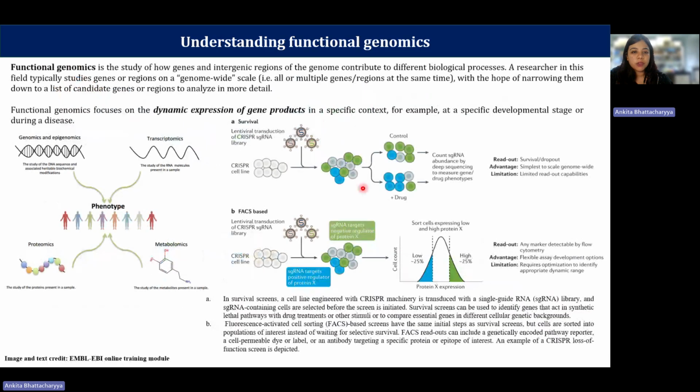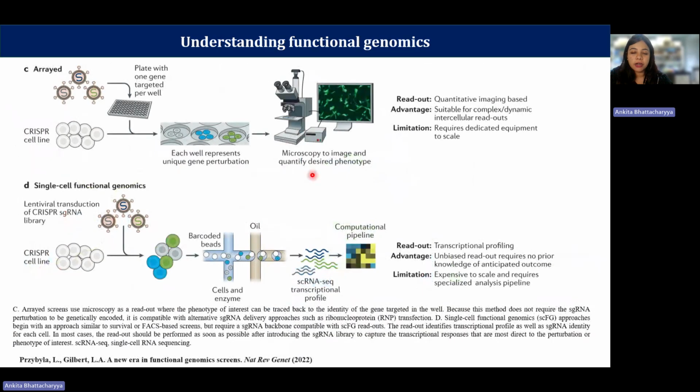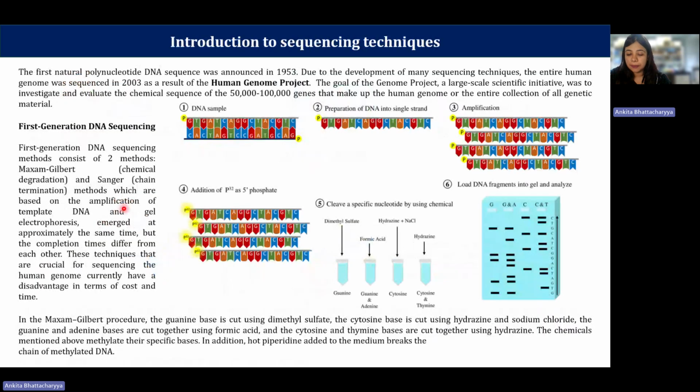You can go for survival based strategies. You can use FACS based strategies to sort out or screen for those cells which represent the exact model you wish to study. You can go for an arrayed approach, or you may go for single cell functional genomics. These are all different alternatives for the same purpose.